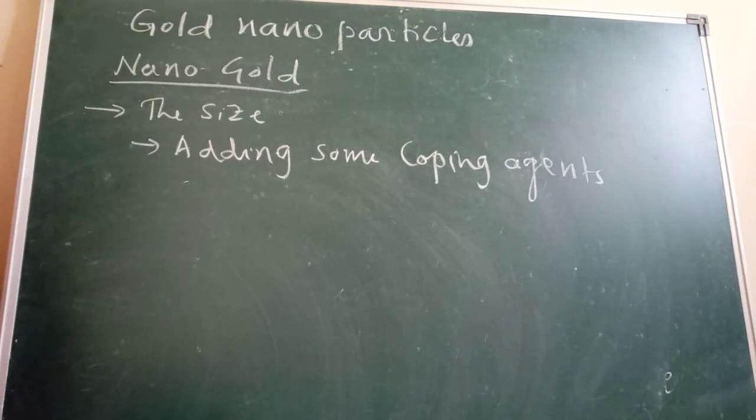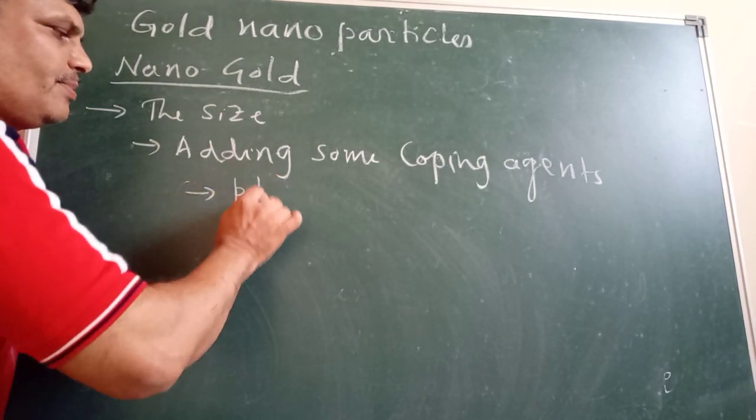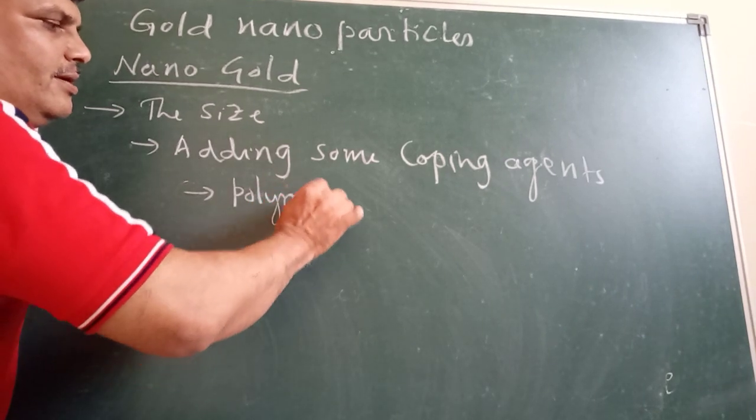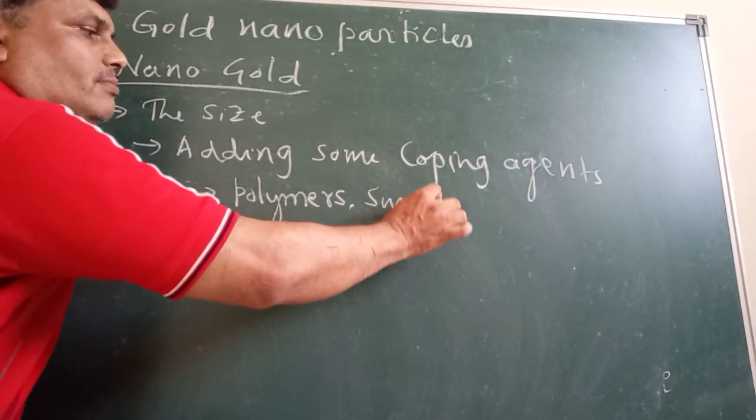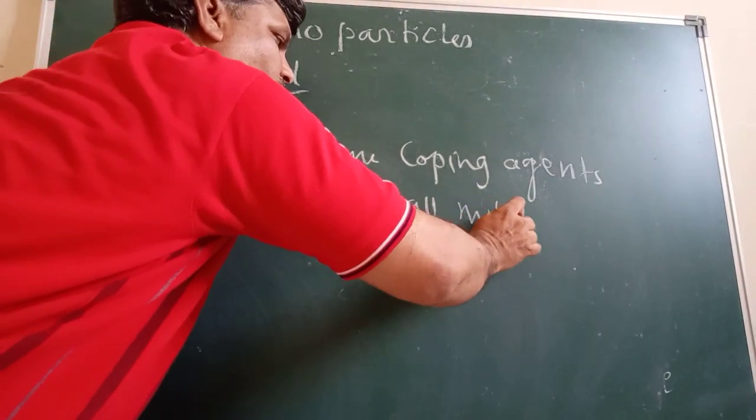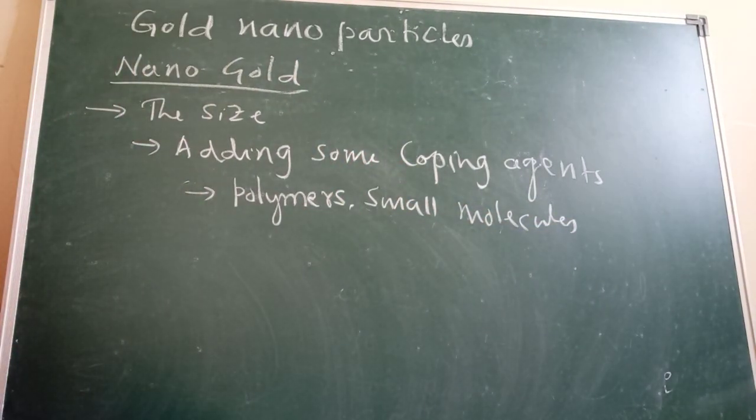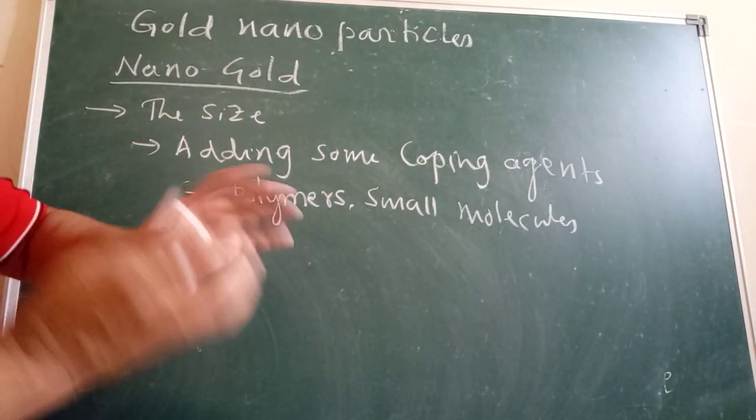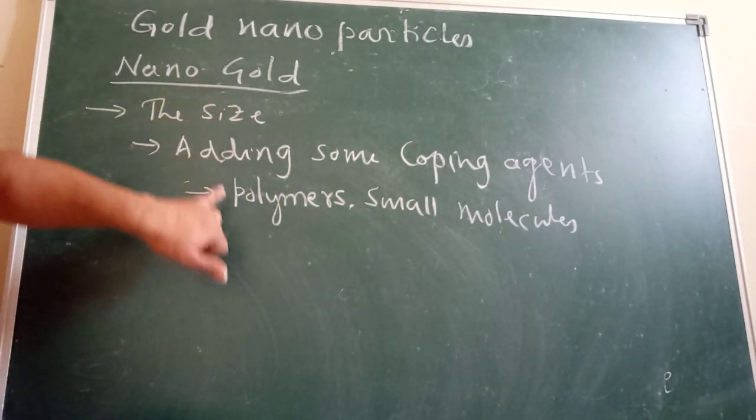Capping agents. What are those capping agents? Some polymers, small molecules. These are all used to cover, or they form the shell to the nano gold.